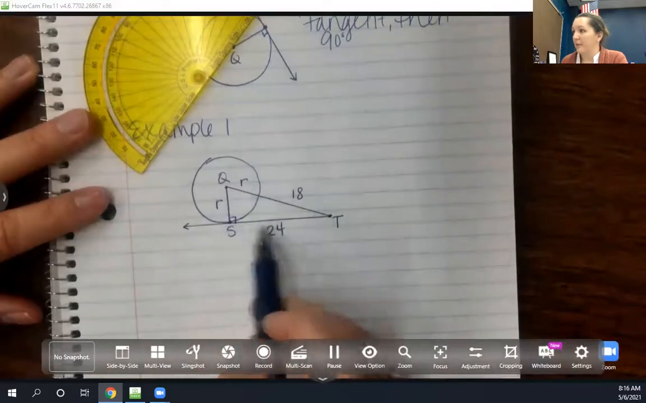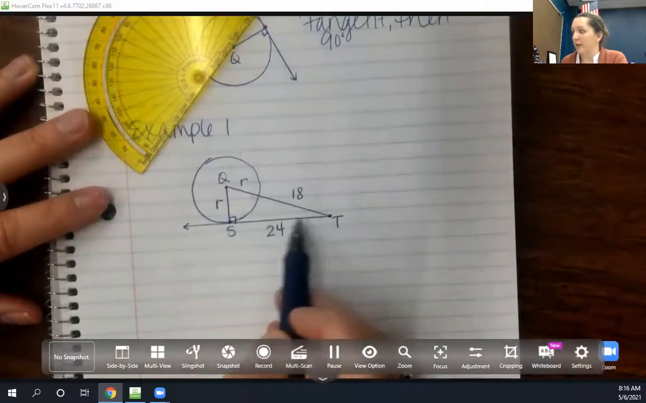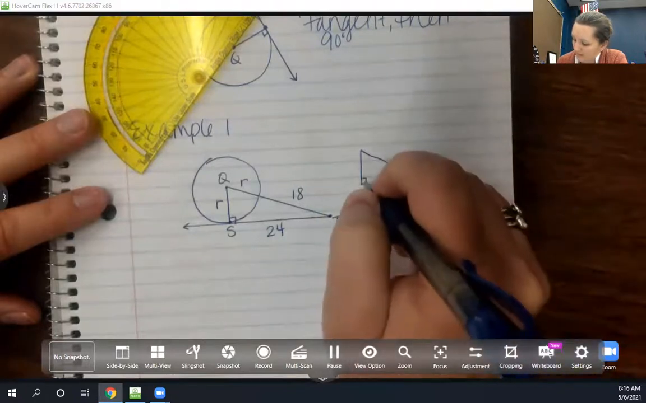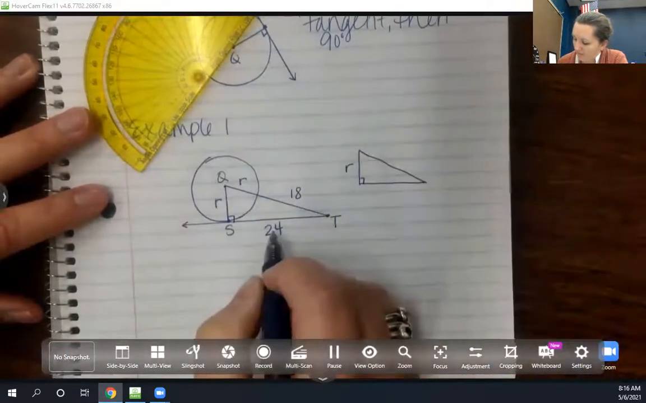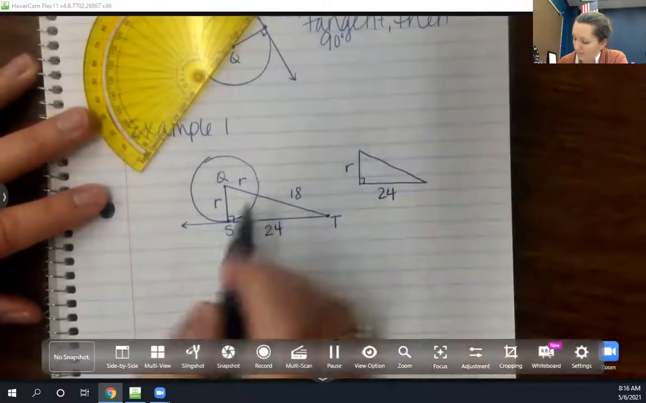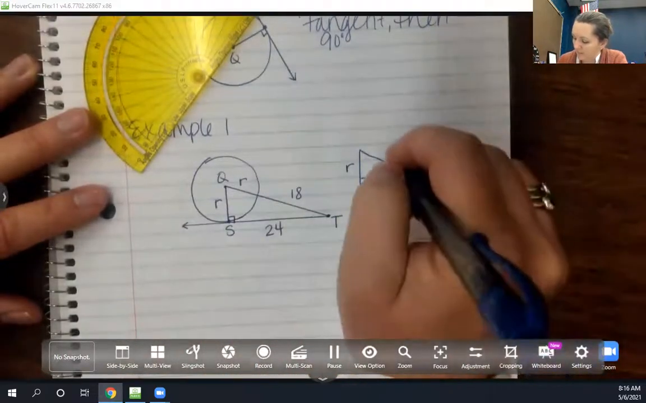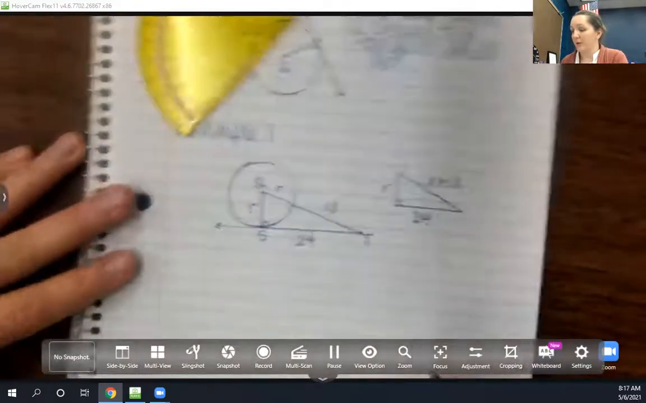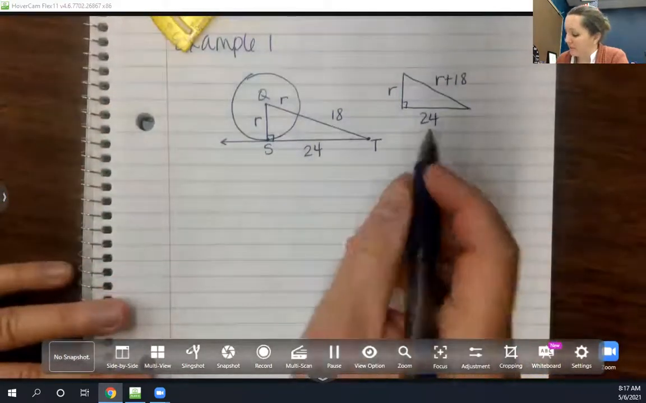Think about what you're seeing here. You see a right triangle, right? So if I pull this right triangle out, my A value is R, my B value is 24, and my C value is this whole measure, R plus 18, okay? So it's gonna get a little bit hairy here, but that's okay. So let's plug it in.